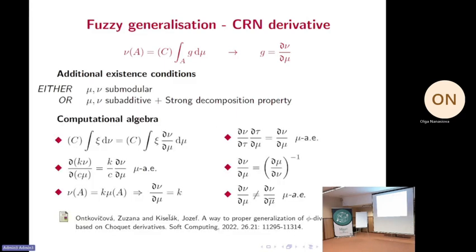Okay, since we want to use these derivatives, we also look at the computational algebra. So here are some basic properties of them. What can be very interesting, as I mentioned, this complementary approach. Then we also looked at the connection between the derivatives with respect to the original measure and the dual measure. And we saw that they do not coincide, but if we take subadditive or superadditive measures, we can compare them, so there are inequalities.